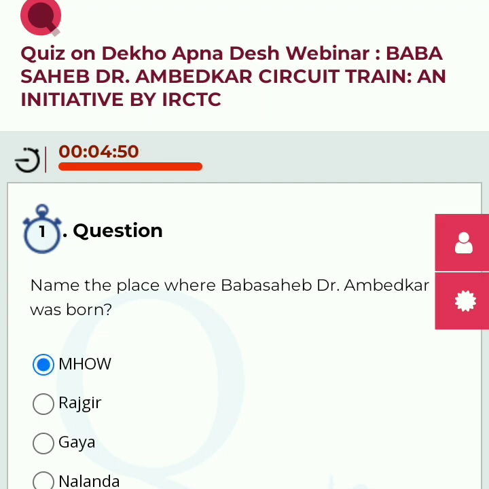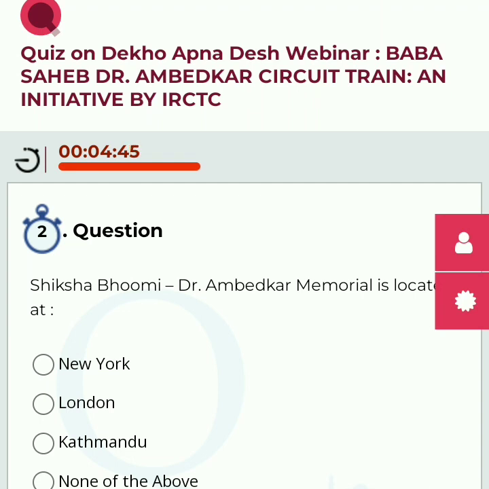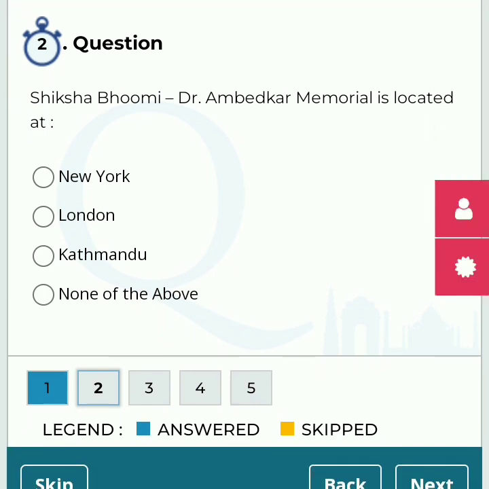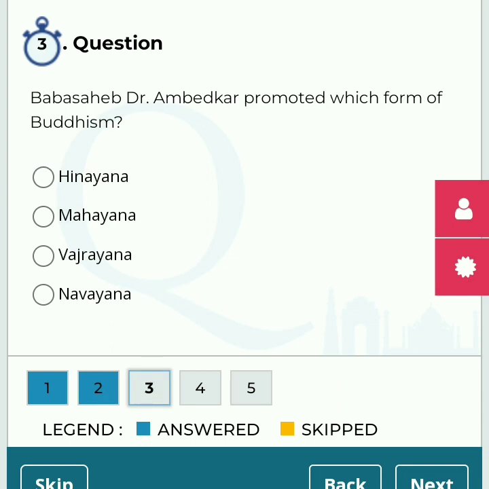Mhow, Rajgir, Gaya, Nalanda. Shiksha Bhumi Dr. Ambedkar Memorial is located at New York, London, Kathmandu, none of the above. Baba Saheb Dr. Ambedkar promoted which form of Buddhism? Hinayana, Mahayana, Vajrayana, Navayana.